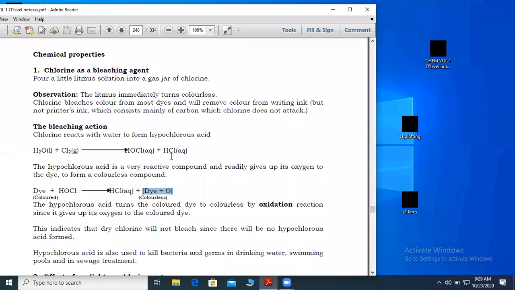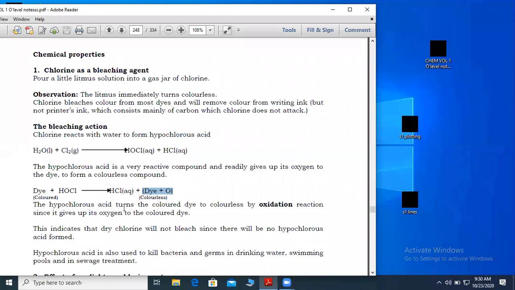So hypochlorous acid bleaches by oxidizing the dye. Oxidizing means it adds oxygen to the dye. And this equation is very important. So dye plus hypochlorous acid: the hypochlorous acid gives up its oxygen to the dye, and it remains as hydrochloric acid, plus the dye plus oxygen, the oxygen that has been given up by hypochlorous acid.